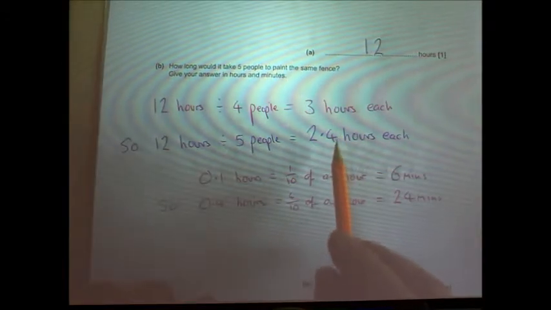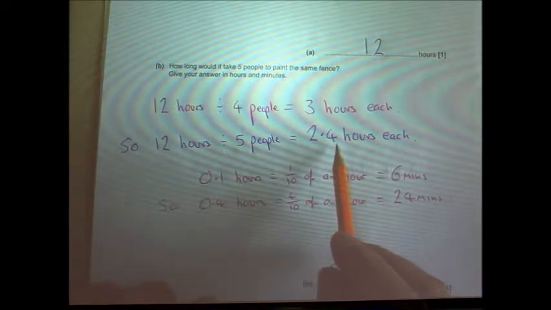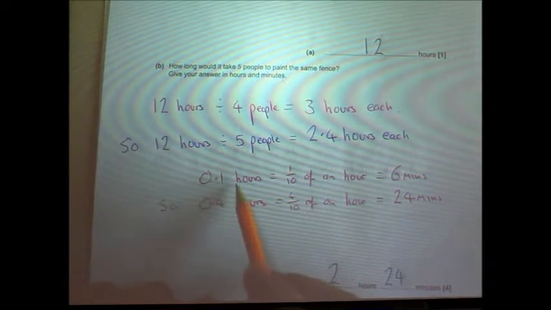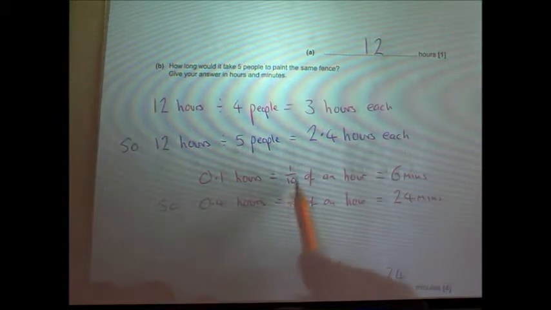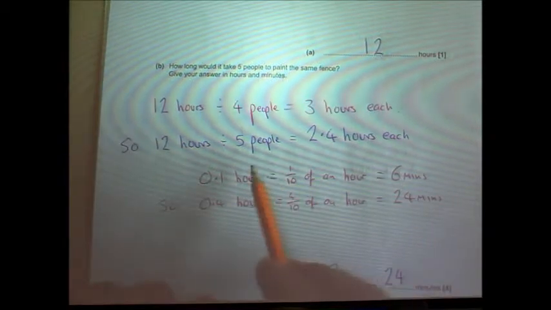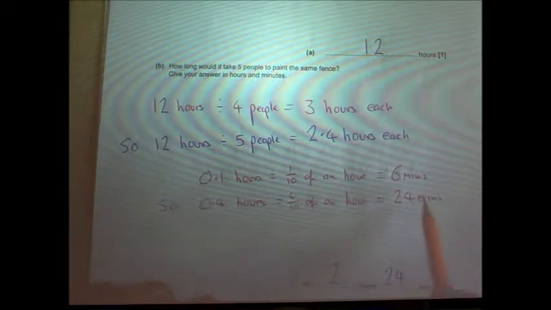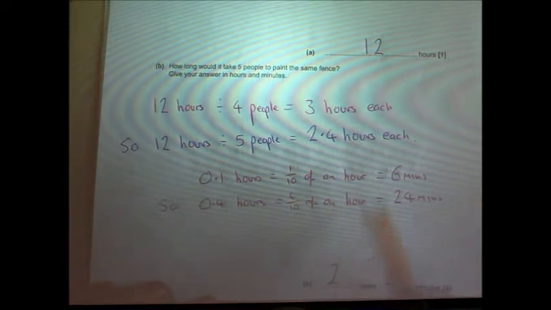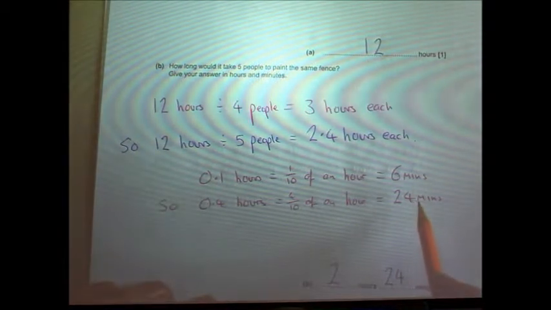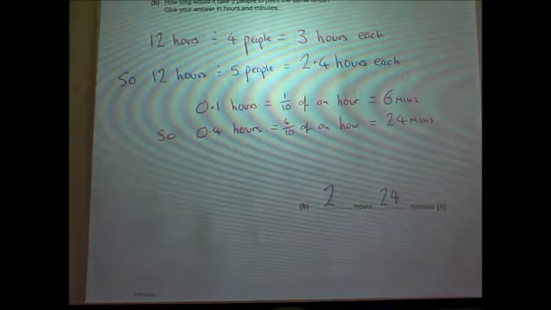But what you need to know is how to convert that 0.4 hours into minutes. So 0.1 hours, or a tenth of an hour, is 6 minutes, because an hour is 60 minutes, so a tenth of that is 6. But you haven't got 0.1, you've got 0.4, so you want 4 lots of 0.1, so 4 lots of 6 minutes, or 4 tenths of an hour, will be 24 minutes. So the full time is 2 hours and 24 minutes.